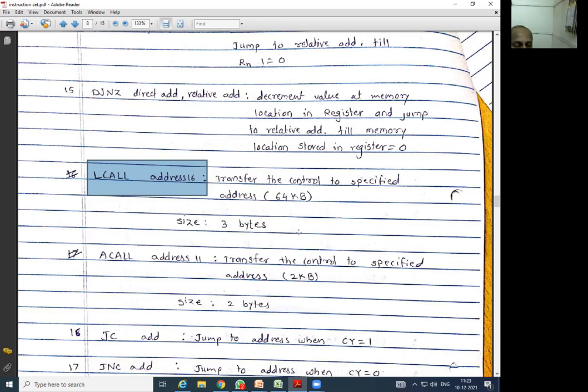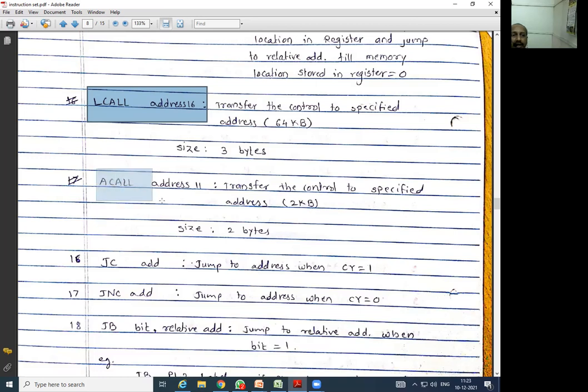Okay, so this instruction is LCALL address16. It transfers the control to the specified address. The size of that one is 3 bytes in memory. So the program counter will consume 3 bytes if this instruction is being used.